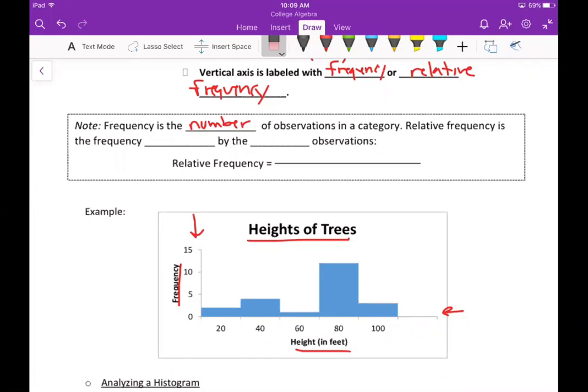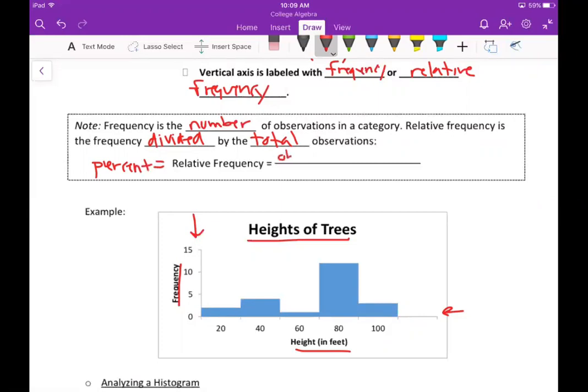All right, so as we continue here, we also want to talk about what else this vertical axis can represent, and we said it could also represent relative frequency. That's just another fancy word for percent. So relative frequency is the frequency divided by the total number of observations. Again, percent is maybe the more common word for relative frequency.